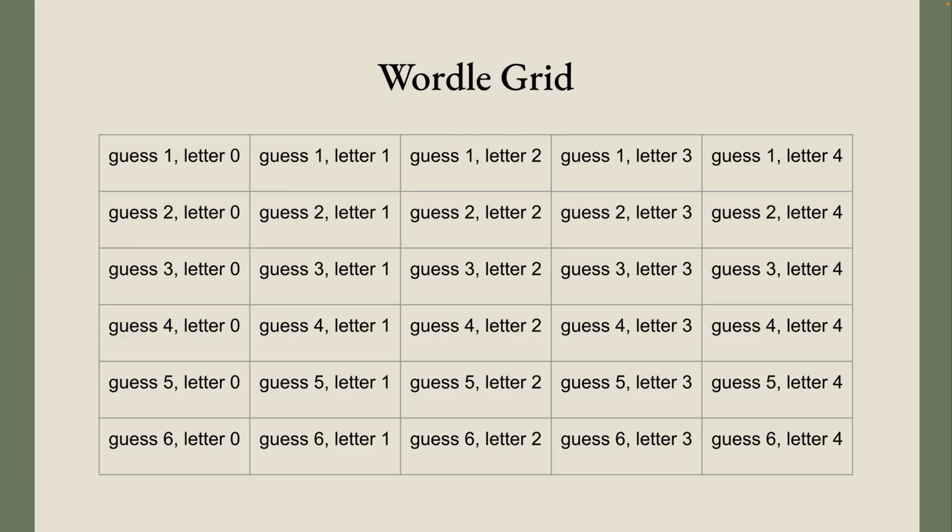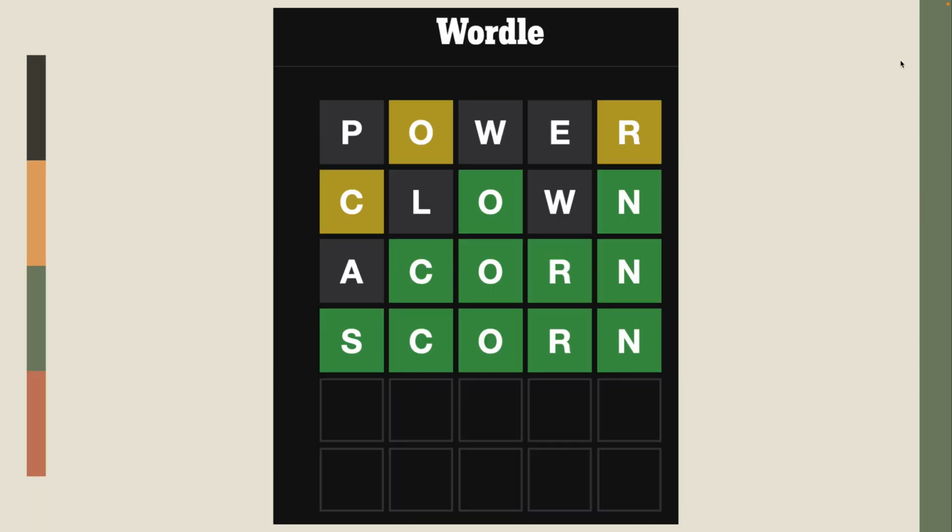So if we're to think about this in a grid, you can think about this top left corner being guess 1, letter 0. Guess 1, letter 1. Like the P is guess 1 letter 0, guess 1 letter 1, guess 1 letter 2, guess 1 letter 3, guess 1 letter 4. And then we repeat. Guess 2 letter 0, guess 2 letter 1, so on and so forth. So we kind of have a grid structure.